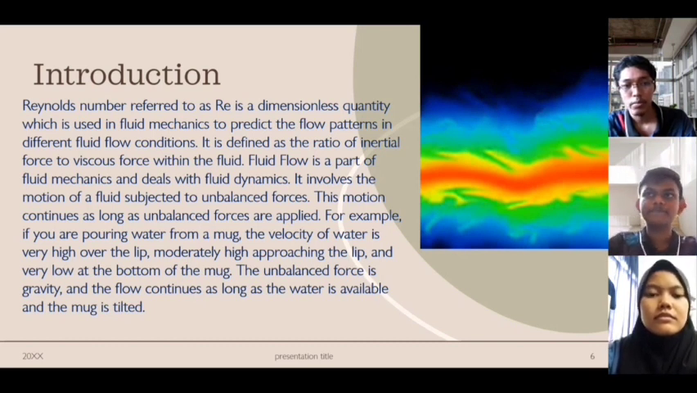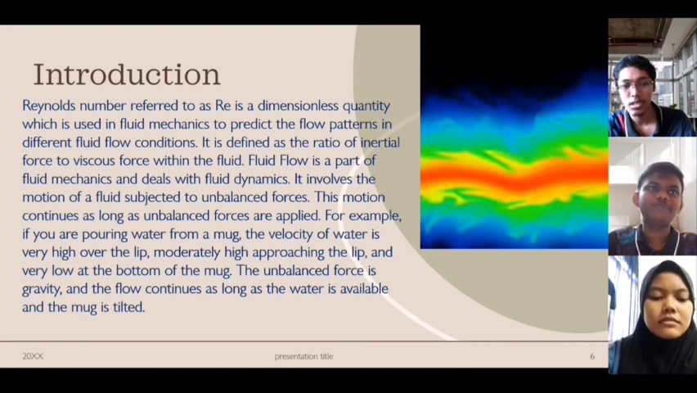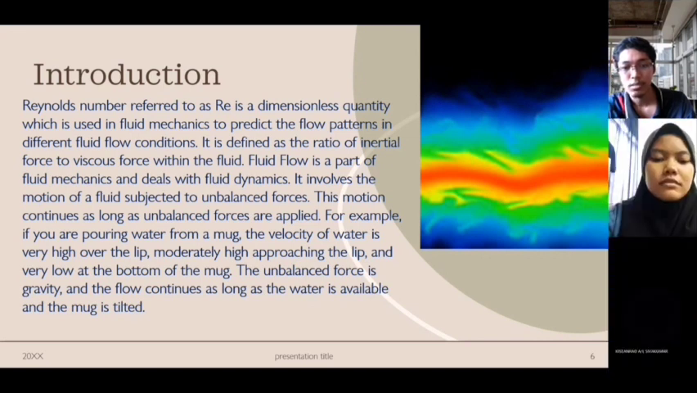Fluid flow is a part of fluid mechanics and deals with fluid dynamics. It involves the motion of fluid subjected to unbalanced forces. This motion continues as long as unbalanced forces are applied. For example, if you are pouring water from a mug, the velocity of water is very high over the lip, moderately high approaching the lip, and very low at the bottom of the mug. The unbalanced force is gravity, and the flow continues as long as the water is available and the mug is tilted.